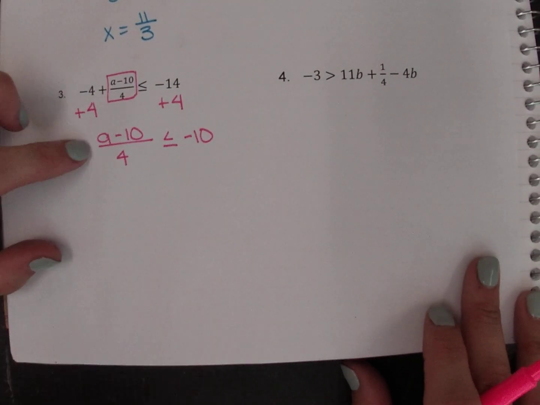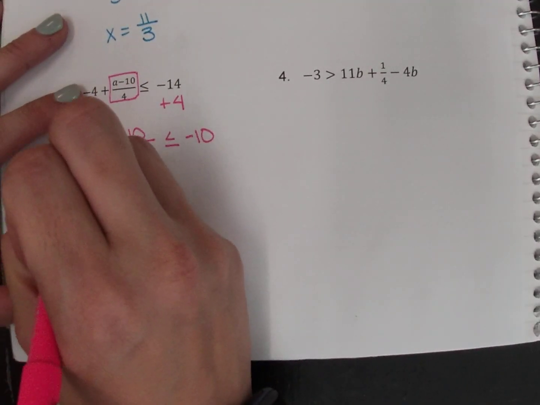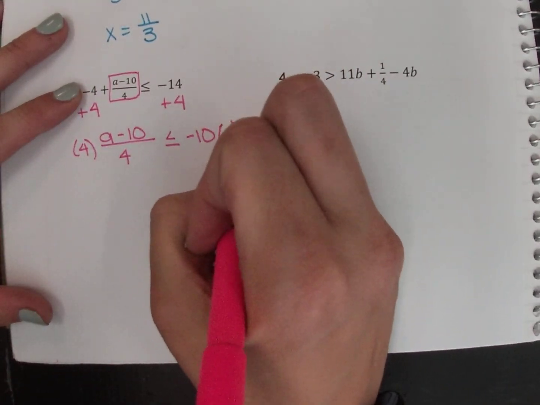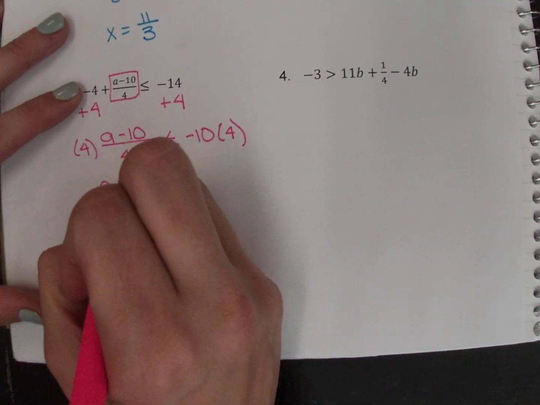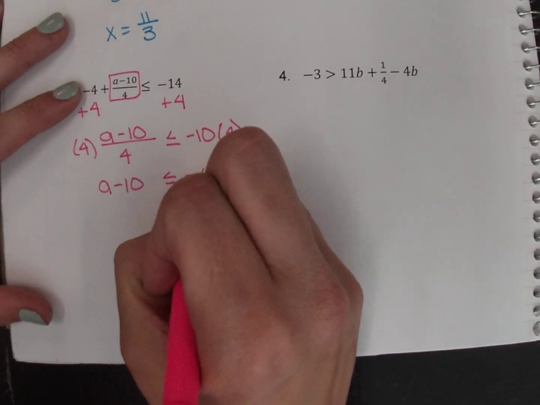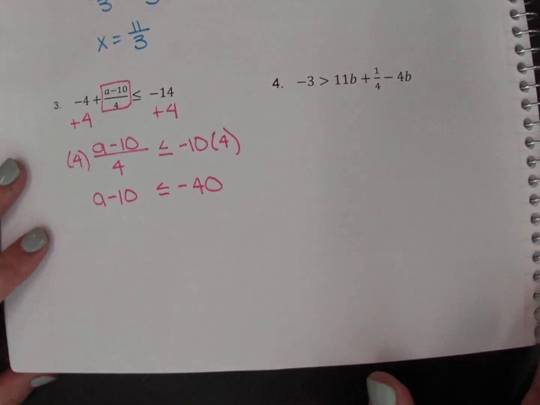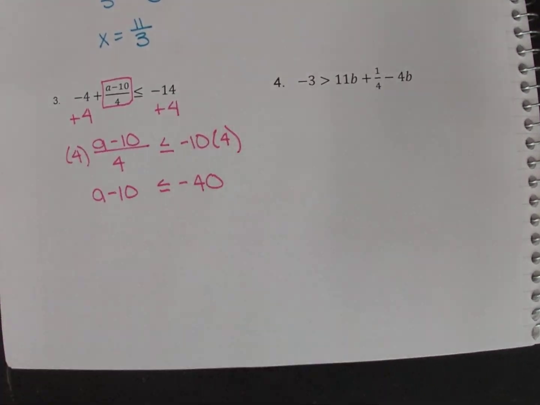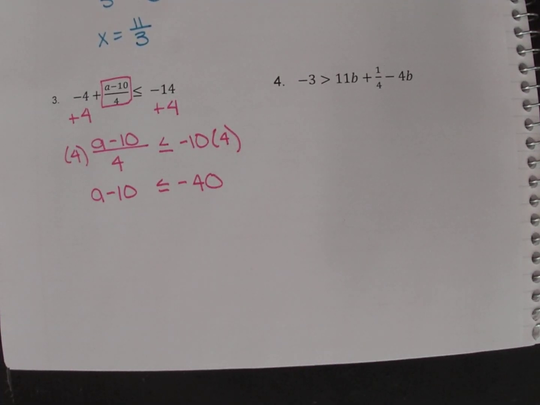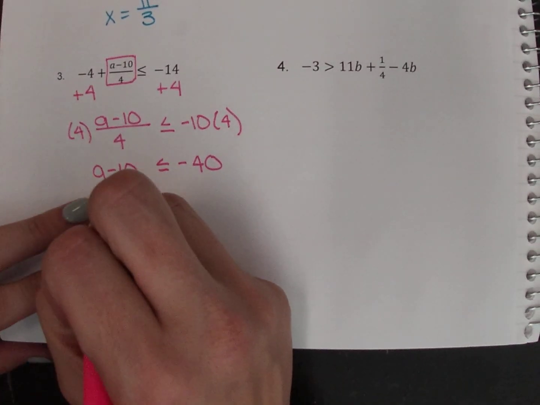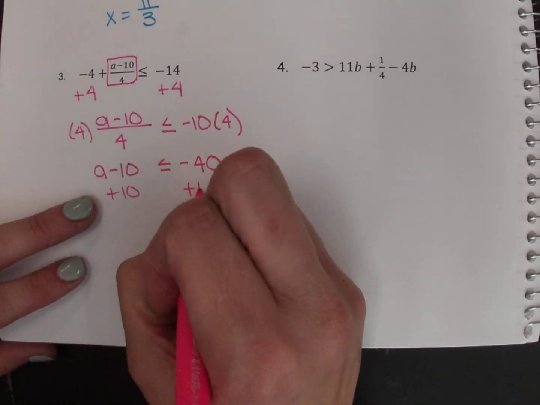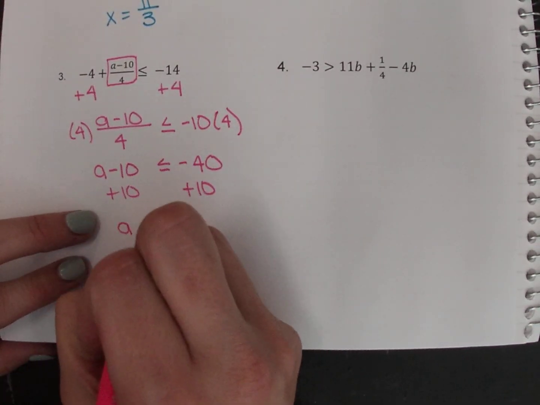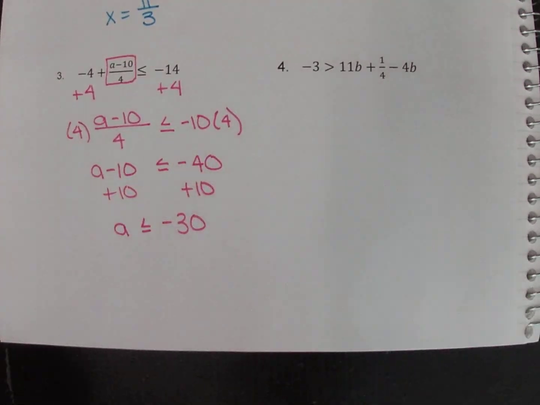Okay, we're going to undo our division with multiplication. We multiplied by a positive 4. So even though that 10 was negative, we multiplied by a positive 4, so that is not a reason to flip the sign. And we will get a is less than or equal to negative 30.